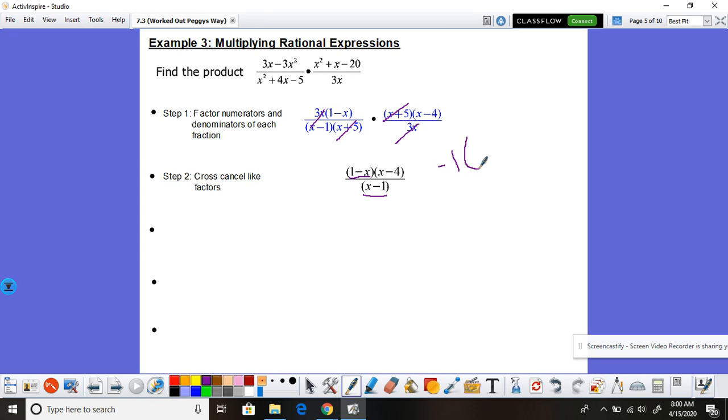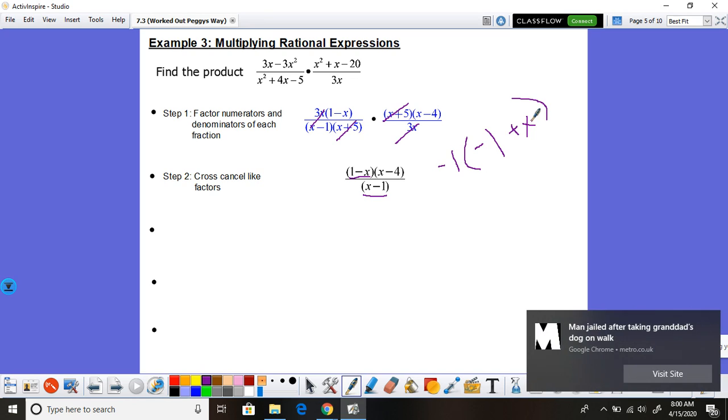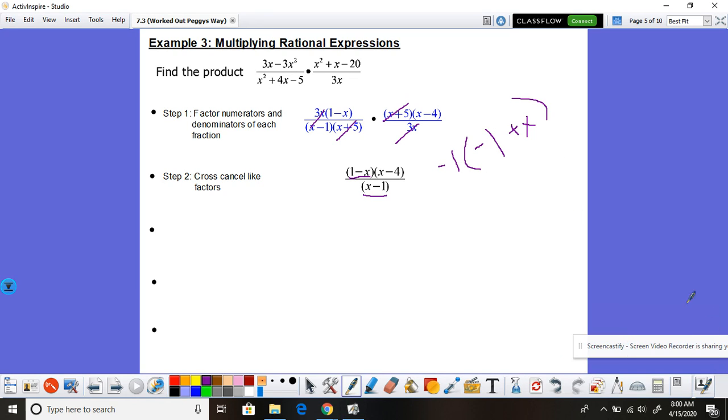and I factor out a negative 1, well, 1 divided by a negative 1 would be a negative 1. And then negative x divided by a negative 1 would just be a positive x. Okay? So 1 minus x is the same thing as this. If you don't believe me, distribute this out and you'll see.